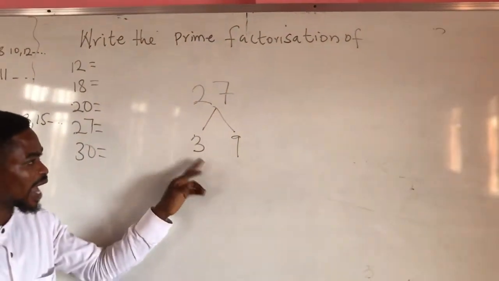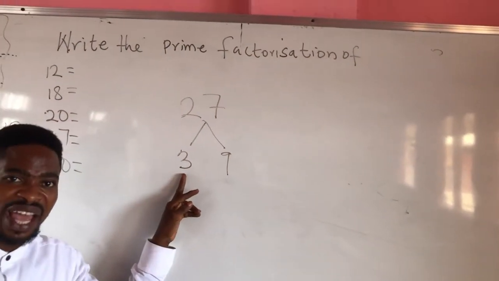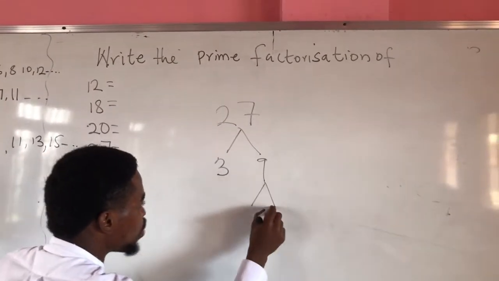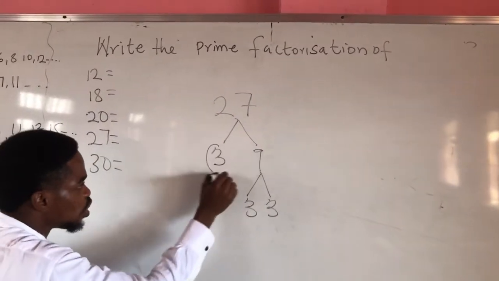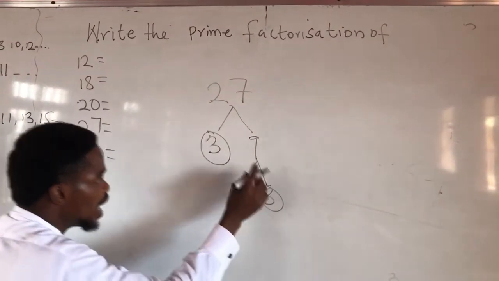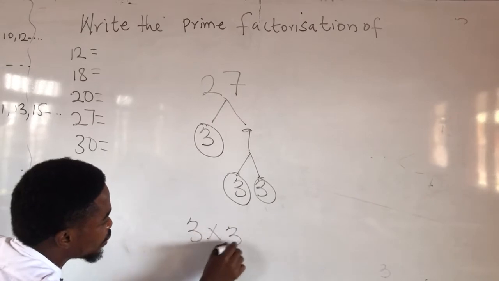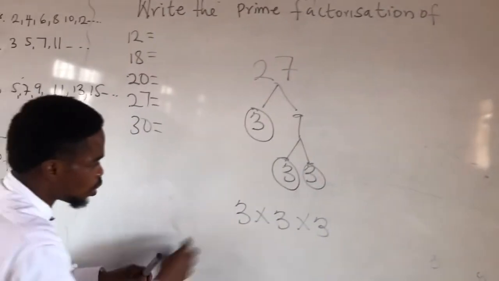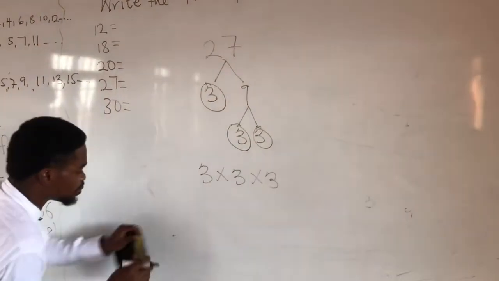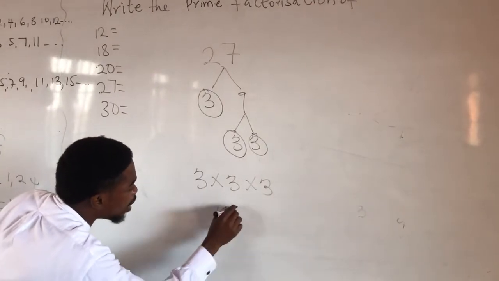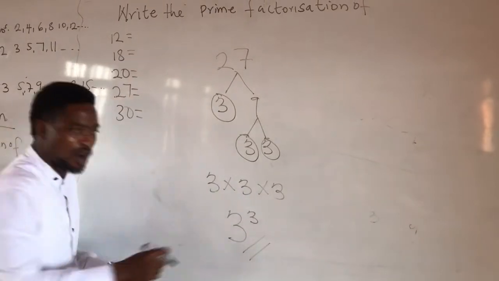Now, we cannot break 3 down. 3 is a prime number, a number that has only 1 and itself as factors. But as for 9, we can break it down, which will give us 3 times 3. So let us consider our numbers here and leave 9 out of this. So we have 3 times 3 times 3. 3 times 3 will give us 9, and 9 times 3 will give us 27. So we can write it in prime factorization as 3 raised to the power 3, which is the same as 3 times 3 times 3. So this is our final answer.